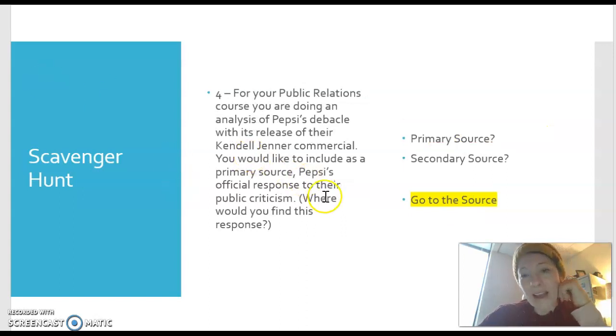If I want to find Pepsi's official response to their public criticism, the best place for me to go is to the source. Don't mess with Google, just go to Pepsi's official website, and I should be able to find their response here. So sometimes you have to think more carefully about where exactly to go to find the information that you're looking for.